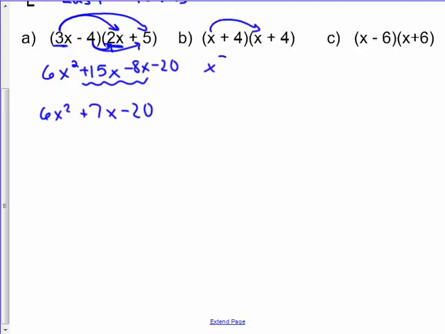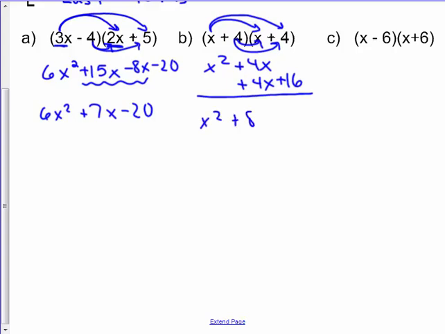In B, I'm going to do the same thing. FOIL, first, outer, inner, last. The first one's x times x is x squared. X times 4 is 4x. Now, I'm going to do this one vertically. 4 times x is 4x. I'm going to put it under the other 4x. And then 4 times 4 is 16. I'm going to add my like terms together, so 4x and 4x gives me 8x, so I get x squared plus 8x plus 16.